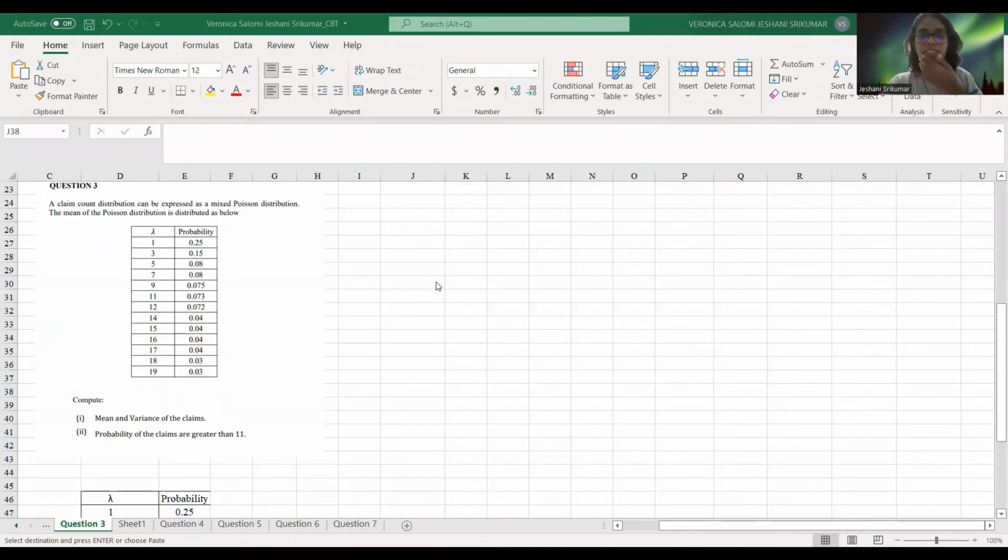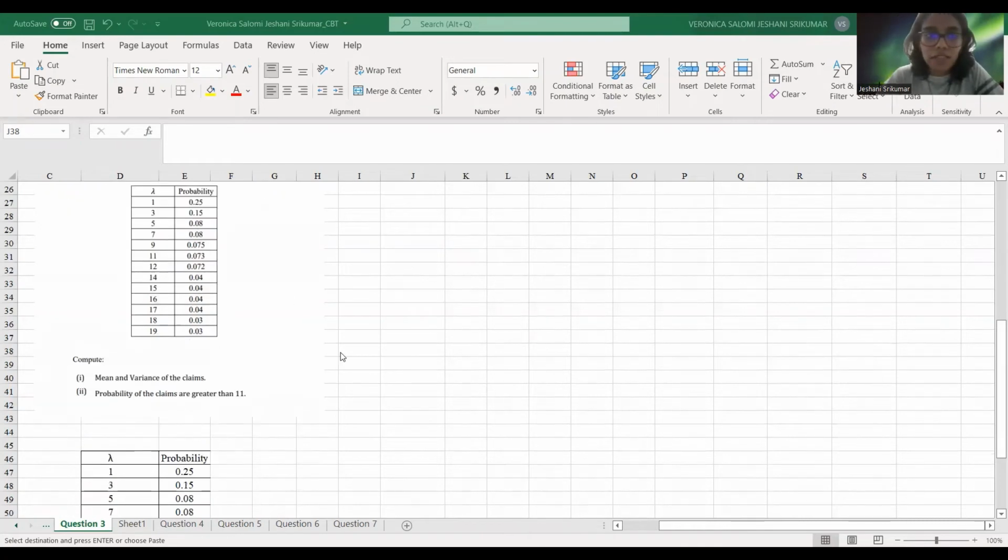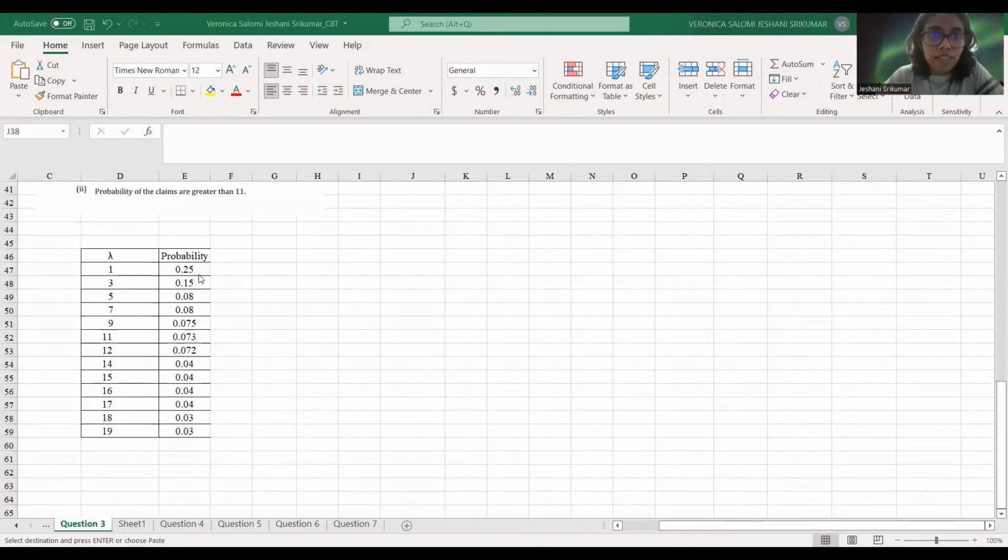Okay, so now let's look at an example on Excel. This question says the claim count distribution can be expressed as a mixed Poisson distribution. The mean of the Poisson distribution is distributed as follows. So the mean of a Poisson distribution, as I said before, is lambda. So we have different lambda values and different probabilities. These probabilities are the weightage, and if you can see here, the summation of this will always be equal to 1.